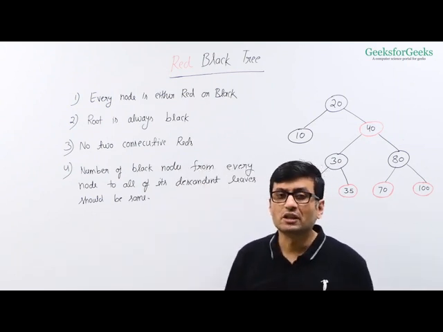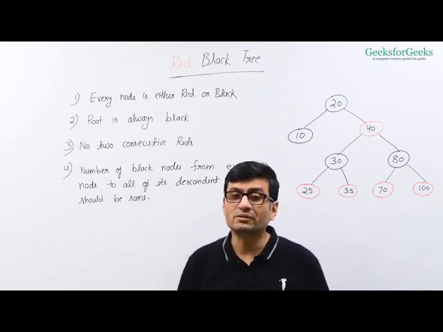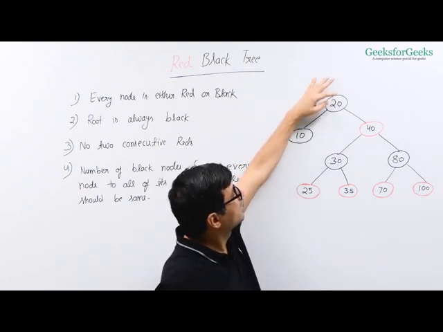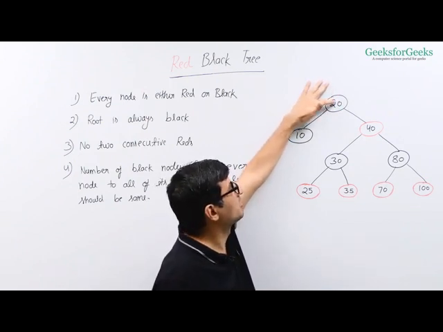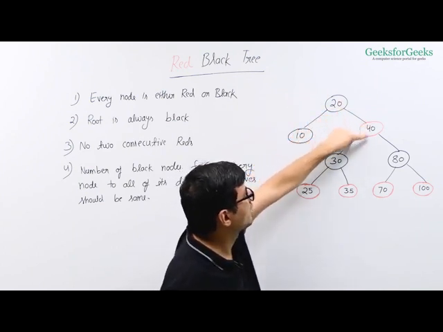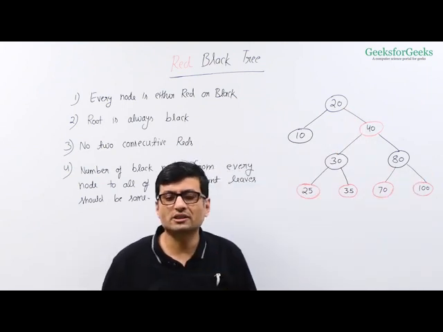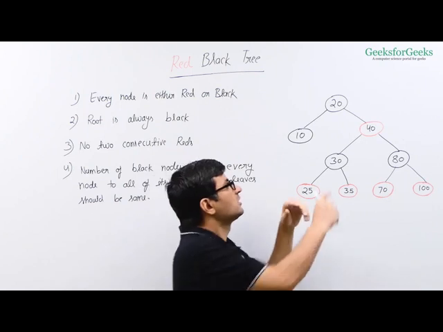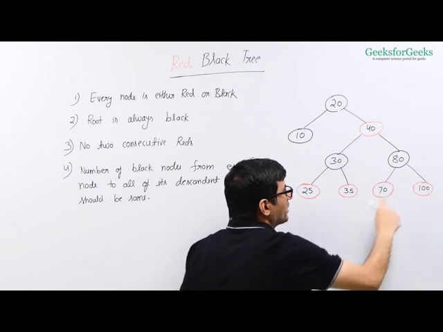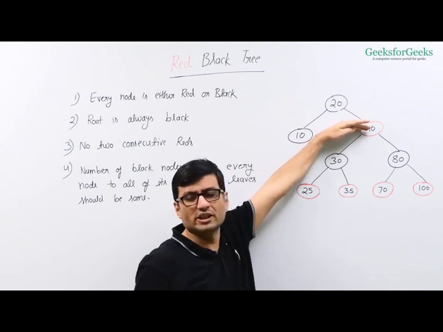The fourth condition is number of black nodes from a node to all of its descendant leaves should be same. Let's see what does it mean. Let's consider this node. There are 5 paths from this node to all the descendant leaves. One is this, second one is this, third one is this, fourth one is this, and fifth one is this. All of these paths have same number of black nodes. This path has 2 black nodes, this path has 2 black nodes, this path has 2 black nodes, this path has 2 black nodes.